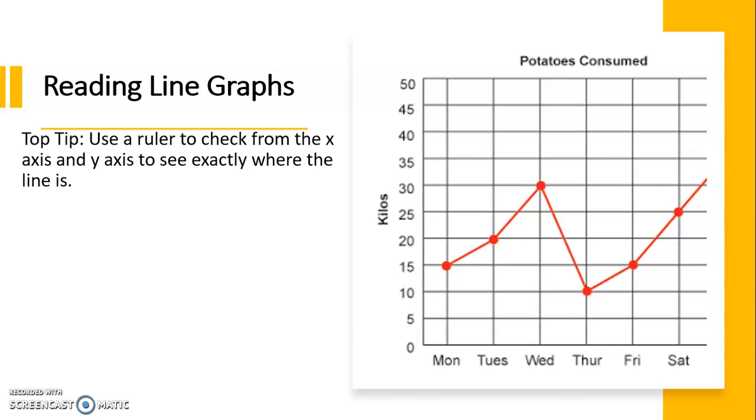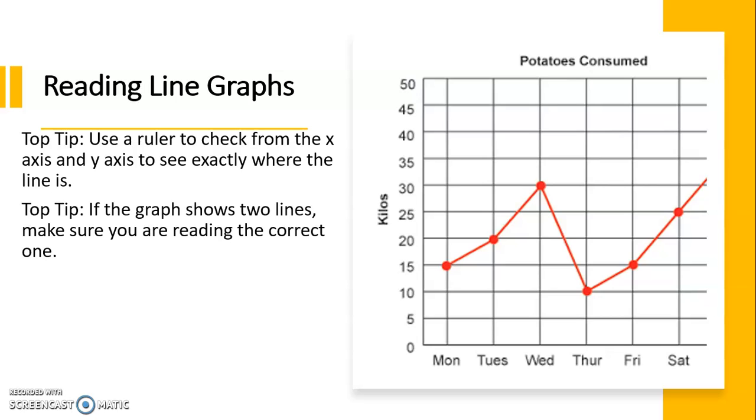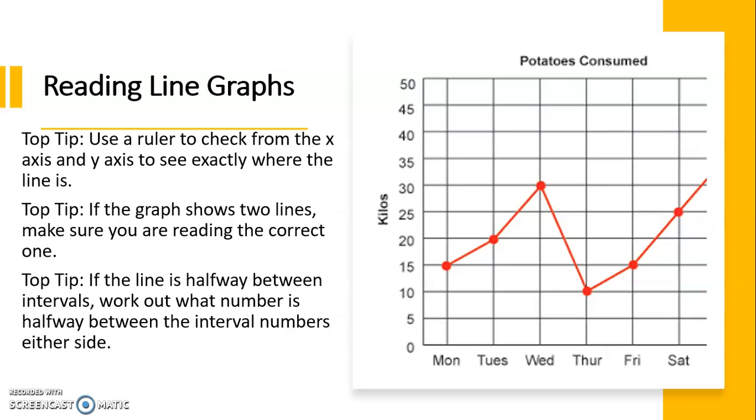Top tip 1, get your ruler ready, or at least something with a straight edge, because you'll need it to draw lines from your x and y axes to the exact line. Top tip 2, if the graph has 2 lines, make sure you are reading the correct one according to the question you're answering. Top tip 3, if the line is halfway between intervals, work out what number is either side of those interval numbers.